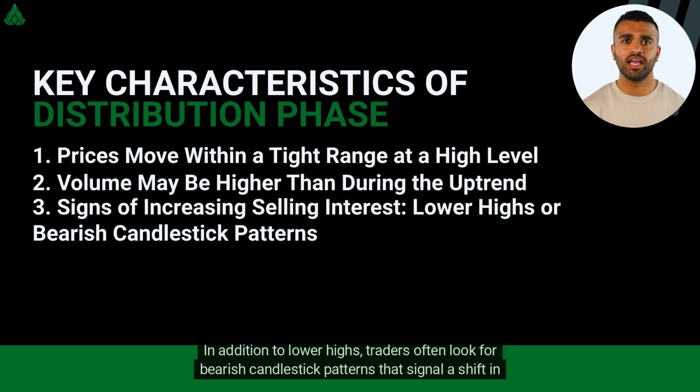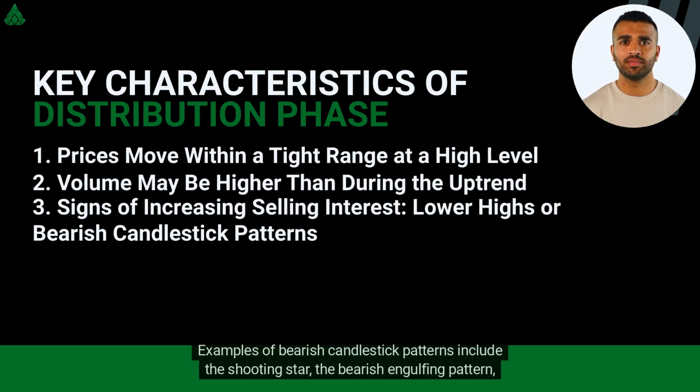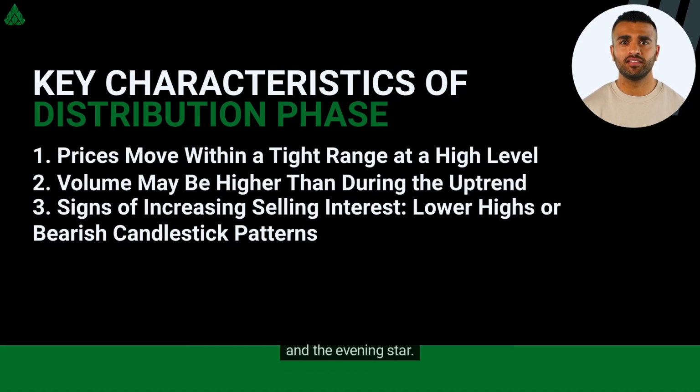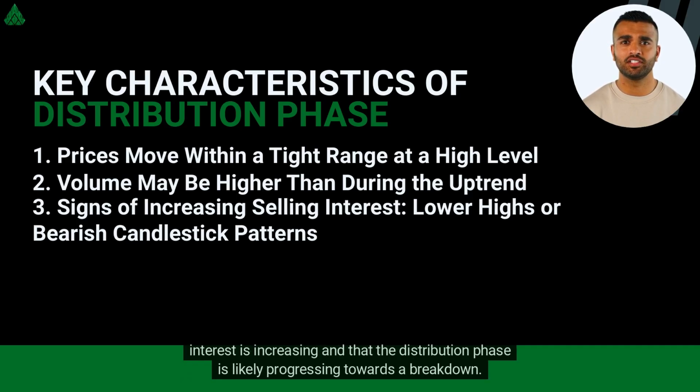In addition to lower highs, traders often look for bearish candlestick patterns that signal a shift in market sentiment from bullish to bearish. Examples of bearish candlestick patterns include the shooting star, the bearish engulfing pattern, and the evening star. These patterns, when observed in conjunction with lower highs, provide further confirmation that selling interest is increasing and that the distribution phase is likely progressing towards a breakdown.